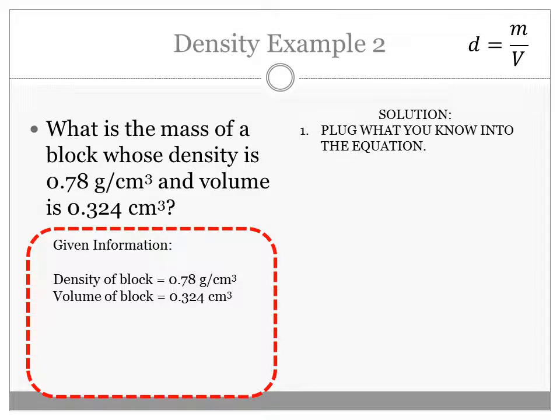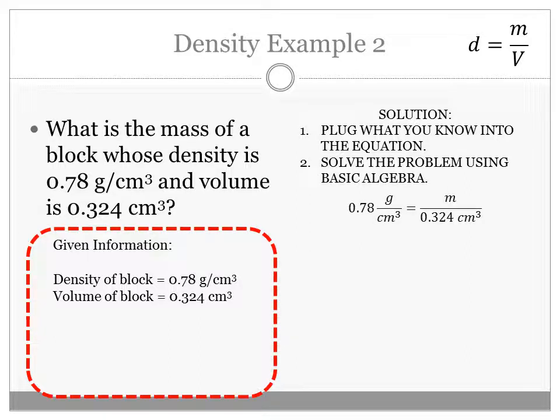All right, so let's solve it. Plug what you know into the equation. We're going to do it two ways. First, the algebraic way. So here's my equation. I know density and I know volume. I'm going to plug those both in, and then I'm going to solve it using algebra. So density, mass, I'm just leaving there. I don't know what that is yet, and then volume.